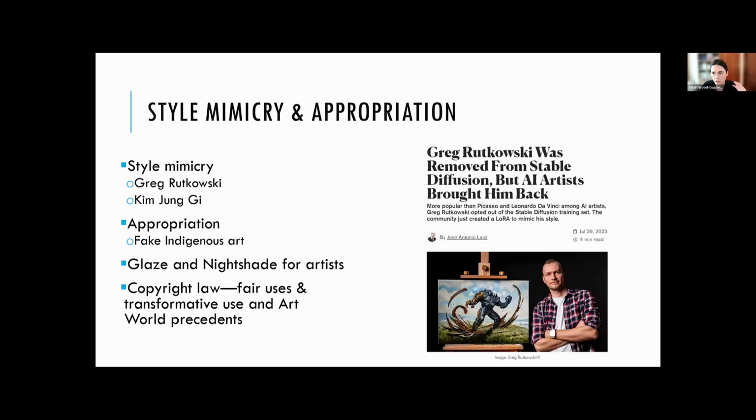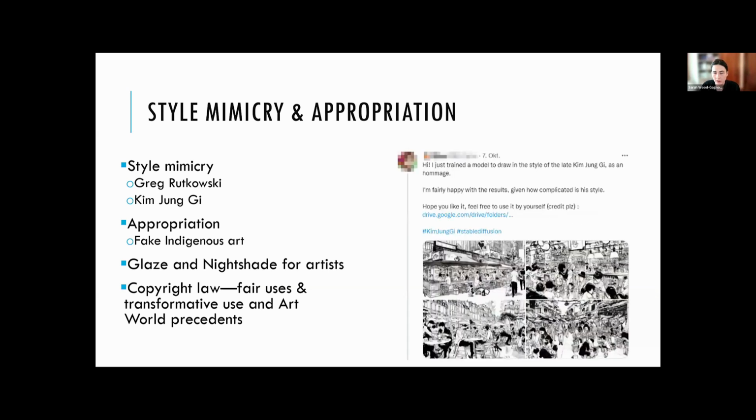So one contemporary digital artist that is copied and prompted the most, besides Picasso, is Greg Rutkowski. When you Google him, many of the images that come up are not actually created by him. So he's an example of an artist that chose to opt out, but is still being added to private models against his will. Another artist, Kim Jung-ji, had a model trained from his work after his death. And ironically, in this tweet, you can see that the creator of the model asked for credit.